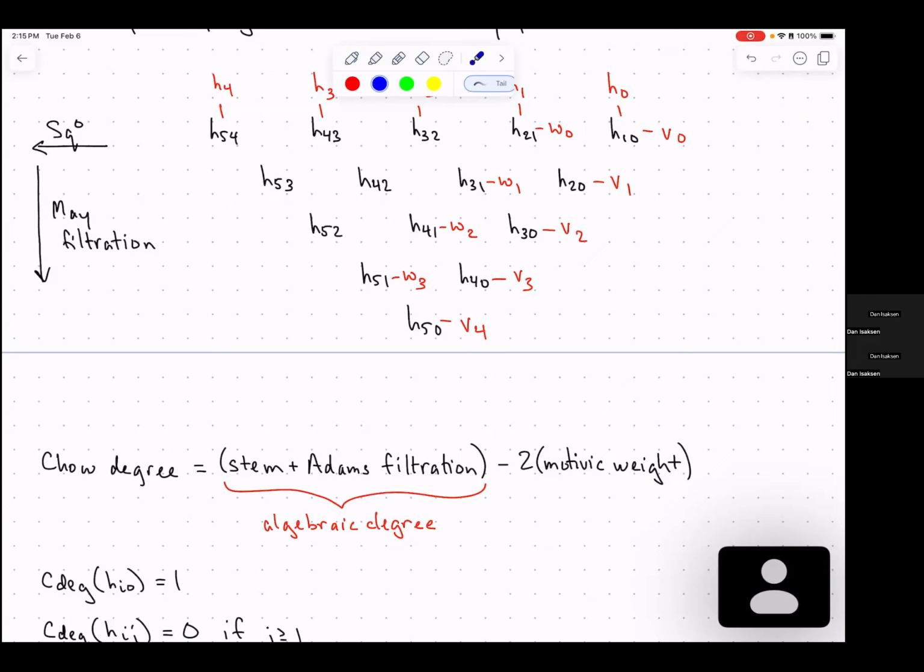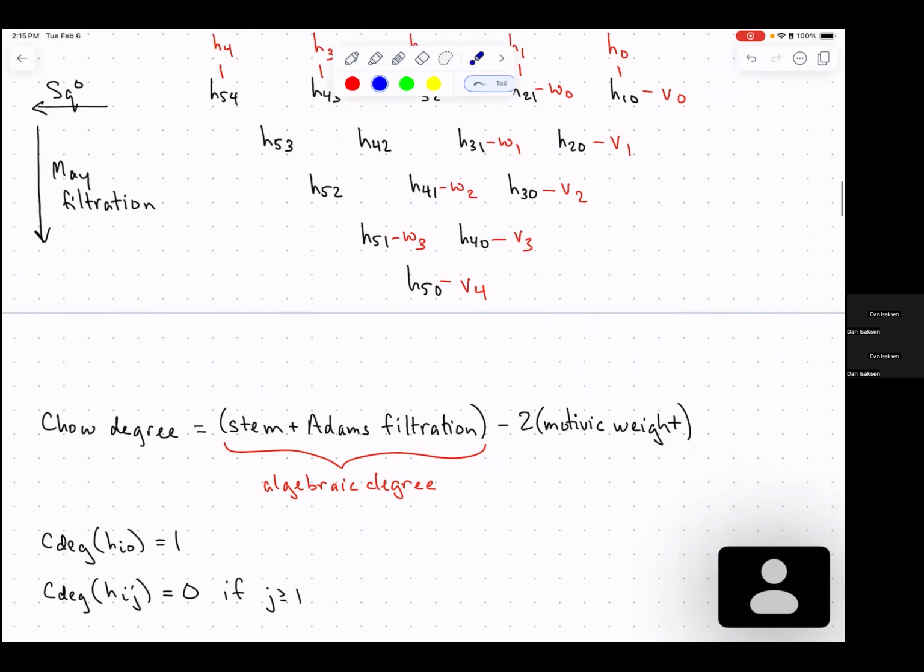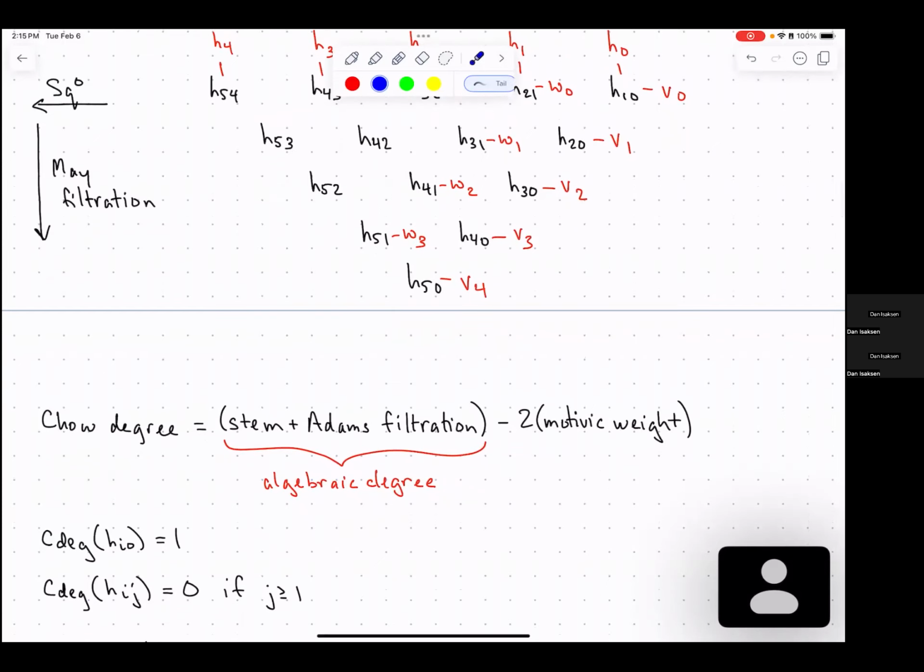I'm not drawing any strong connection between higher Chow groups and these things. You've got to give some adjective to this degree, and that's the one that we picked. All right, so then you should look at these generators of the May E1 page to see where they sit in terms of Chow degree. What happens is that the h_i0 guys, right along the edge, along the diagonals, all have Chow degree 1. You've got to look at the formulas to see it. But all the rest of these guys have Chow degree 0. That's just what happens.